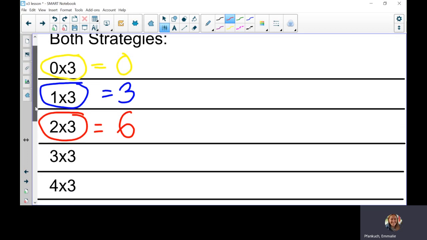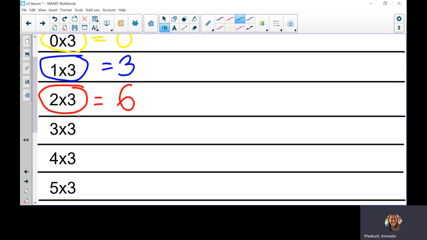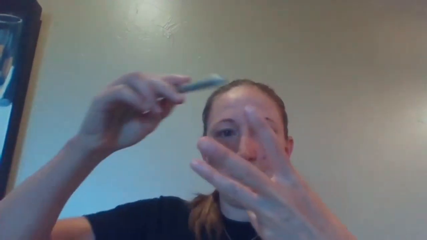Let's look down to 3 times 3. I think for this one, I would probably count by 3, so 3 times. Count by 3's 3 times: 3, 6, 9.